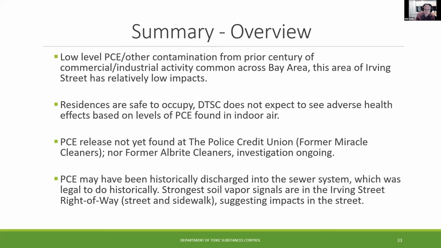And DTSC does not expect to see adverse health impacts from PCE based on the levels that have been measured in indoor air to date. A PCE release source area has not yet been found in the police credit union parcel, including the former Miracle Cleaners, nor the former Albright Cleaner parcel. Investigation is ongoing.